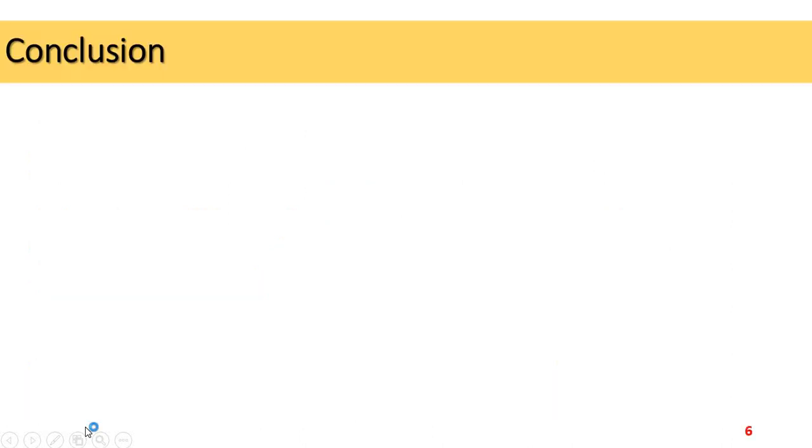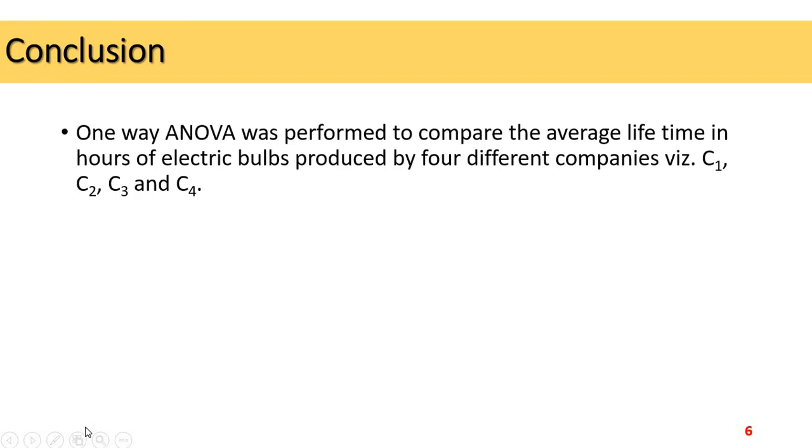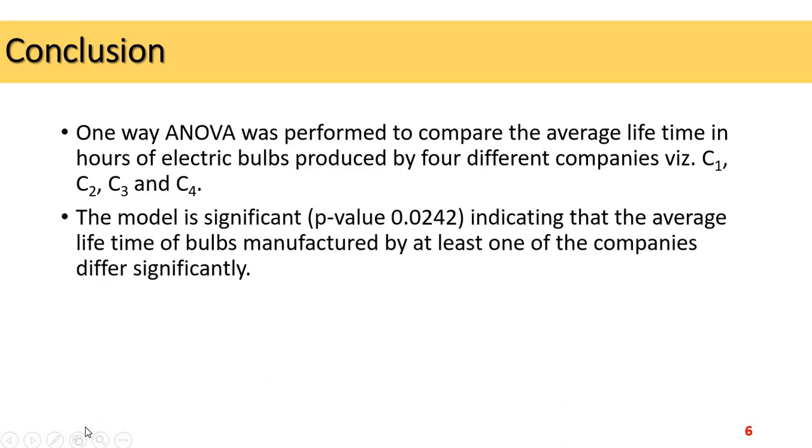Now let us draw the conclusion of the entire ANOVA exercise. We write that one-way ANOVA was performed to compare the average lifetime in hours of electric bulbs produced by 4 different companies, that is C1, C2, C3 and C4. That is, here we write the purpose for which we have performed the ANOVA. The model is significant with a P value 0.02, indicating that the average lifetime of bulbs manufactured by at least one of the companies differs significantly. That is the result of the ANOVA, where we understood that there is at least one company whose value is differing significantly from others, at least one, maybe more.